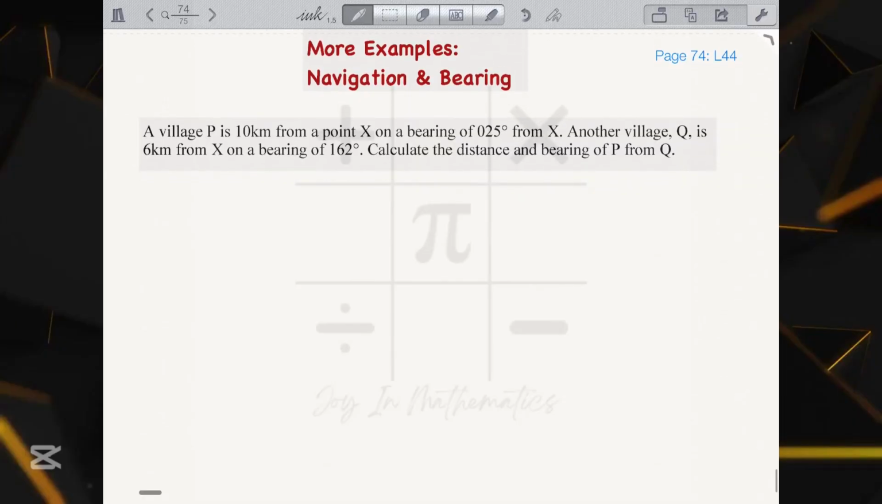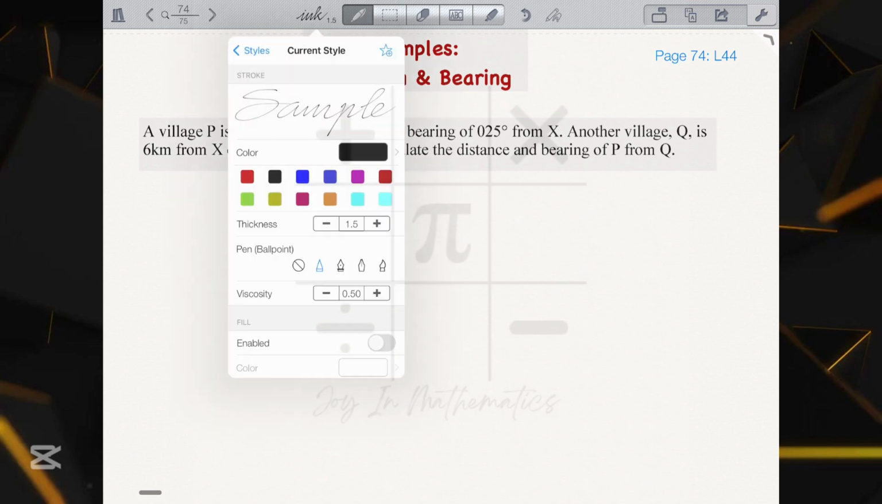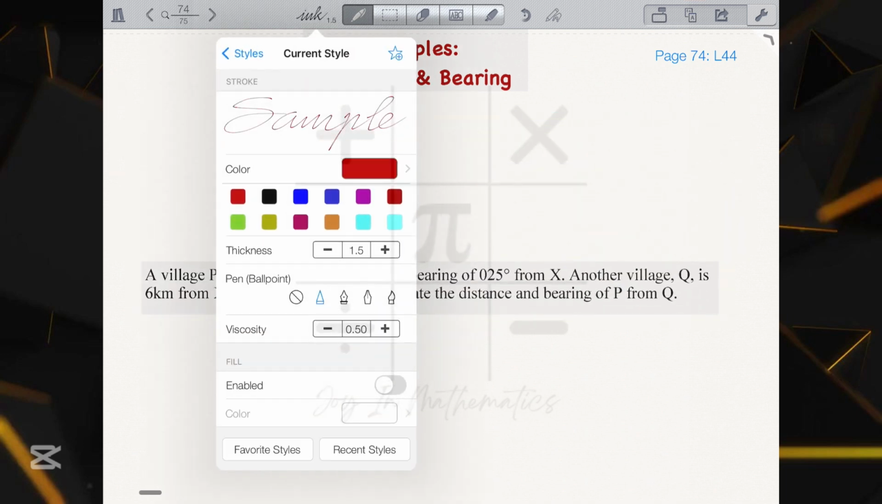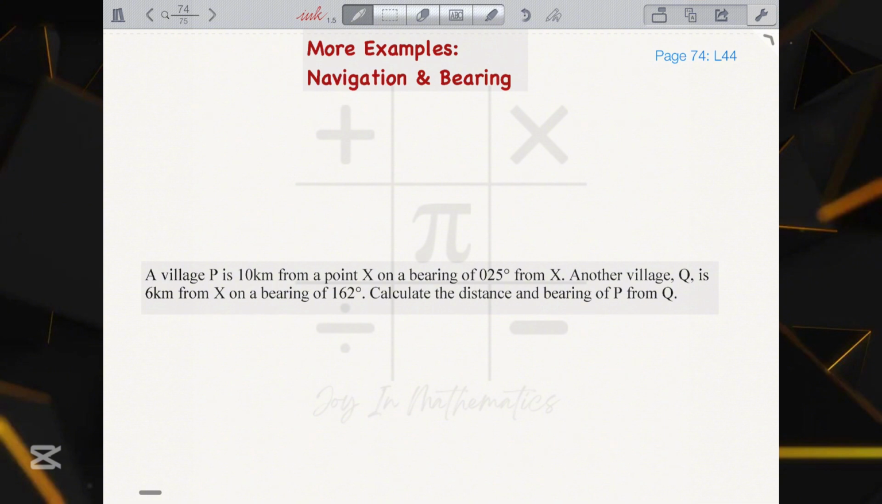Now let's take more examples on navigation and bearing. But before we take the example, let's recall the things we have learned on bearing. The first thing we learned are the 4 cardinal points: the north, south, east, and west. And we understood that the bearing starts from 0 degrees, that's from the north in the clockwise direction, and comes to the east at 90 degrees, comes to the south at 180 degrees, comes to the west at 270 degrees, and finally back to the north at 360 degrees.